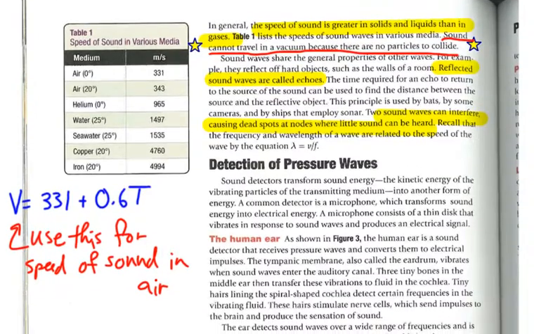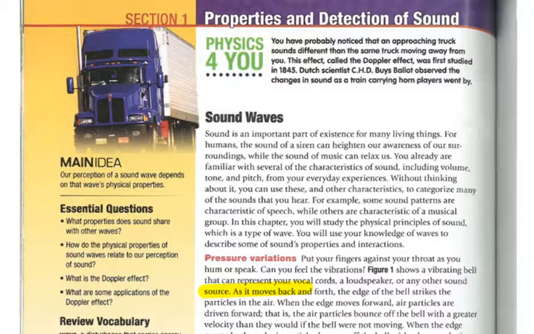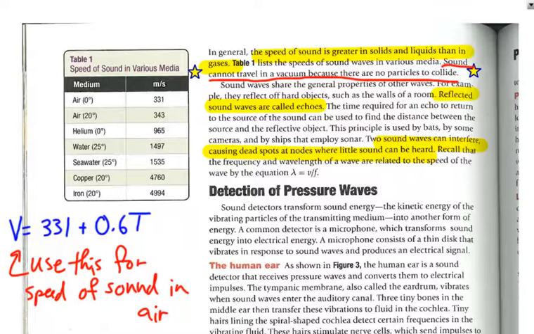So continuing on with sound waves, we looked at basically what type of waves sound waves are, and also how we can determine the speed of sound in air at various temperatures and the speed of sound in various other materials. And we kind of alluded to how we detect them, but we'll take a look now at detecting of pressure waves. So sound detectors transform sound energy, the kinetic energy of the vibrating particles in the medium, whatever is transmitting it, into another form of energy.